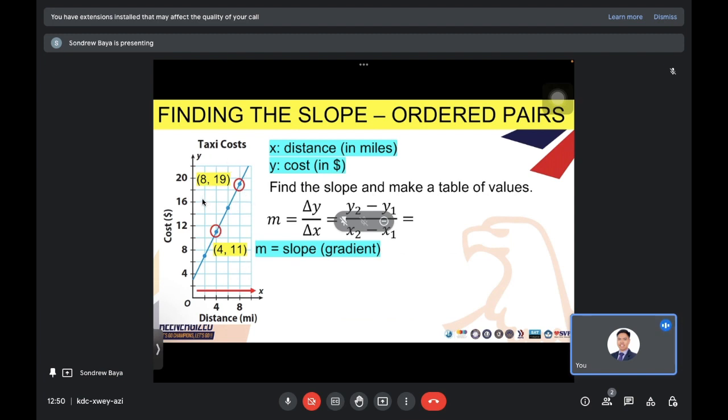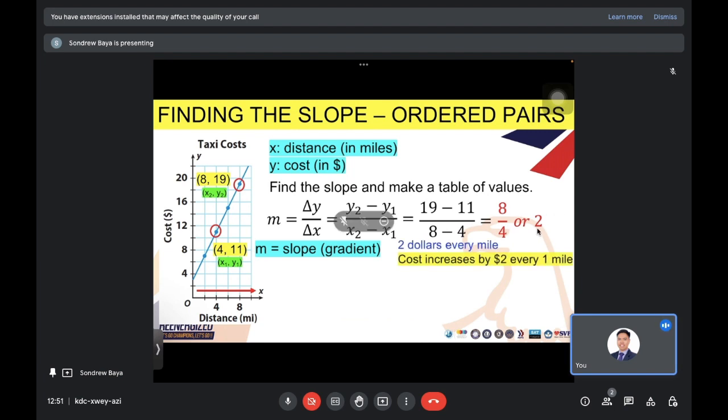Therefore, in order to find the slope, this must be the y sub 2, and this must be the y sub 1, x sub 2, x sub 1. So we can now solve for the change in y, which is 19 minus 11, over the change in x, 8 minus 4. Simplifying it, we got 8 over 4, or 2, which we can interpret this way: this particular rate of change, 2, is simply telling you that you are charged $2 every mile, or the cost increases by $2 every 1 mile.